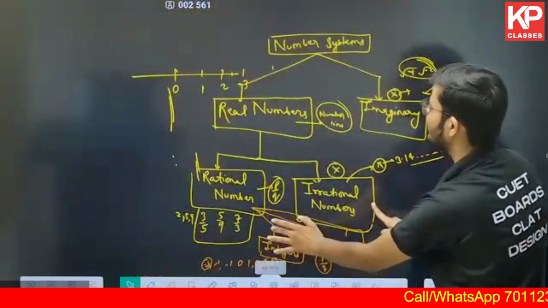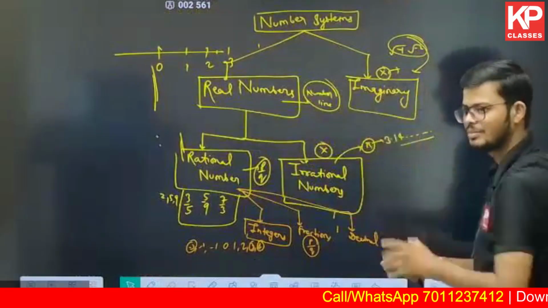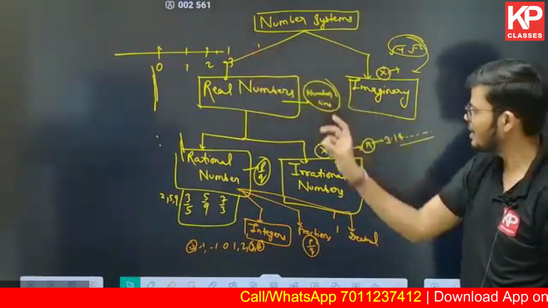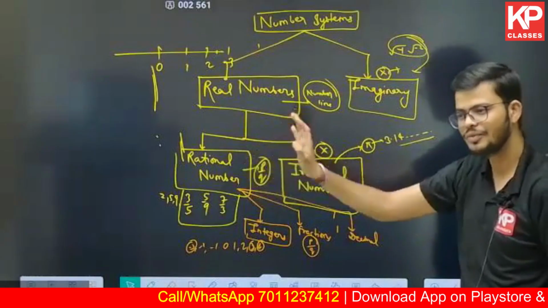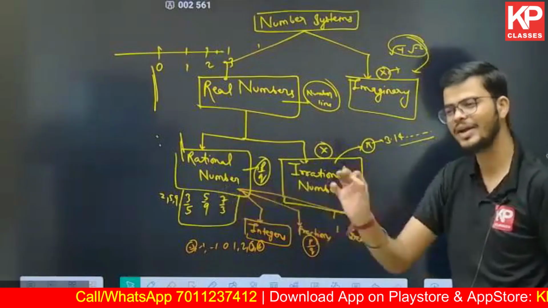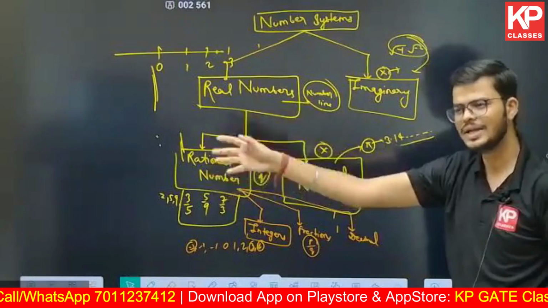So the summary is this: this is how the number line looks. These numbers will be divided into two parts, real numbers and imaginary numbers. Real numbers are those numbers which can be denoted on the number line. Then after that, rational numbers have a certain end, right? If you simplify this, you'll find that there is an end. For example, 0.39, there is an end to it.